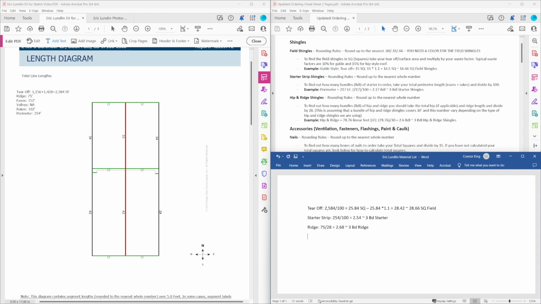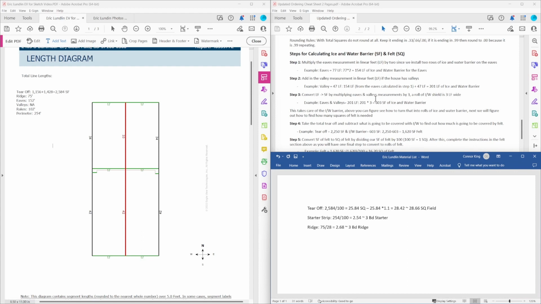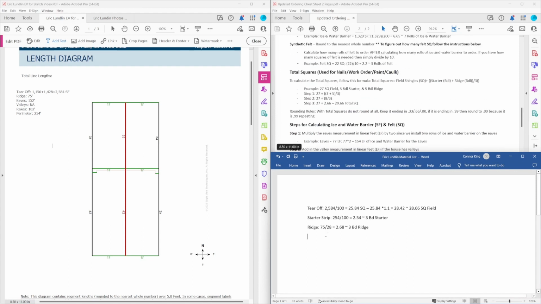Now we're going to do our total squares. So we're going to take our field, 28.66, plus our bundles of starter, plus our bundles of ridge, divided by 3 to convert them to squares. And we're going to just simplify this formula to get 30.66 total squares.